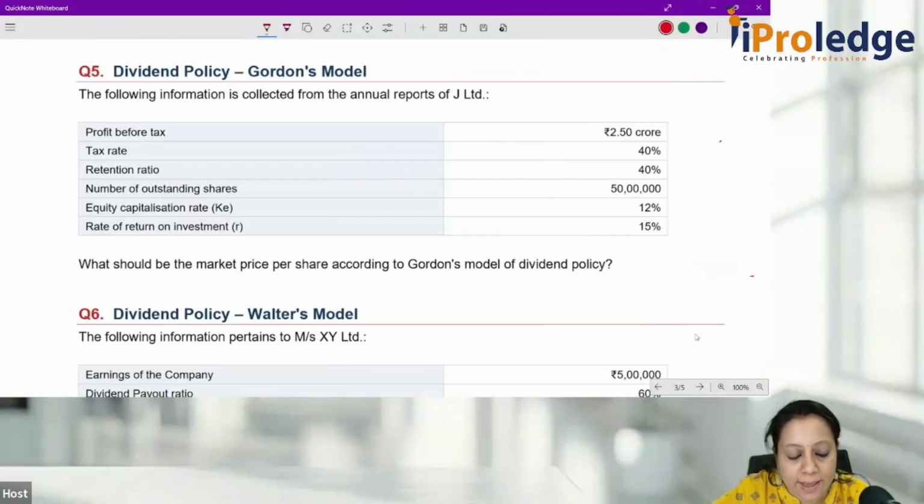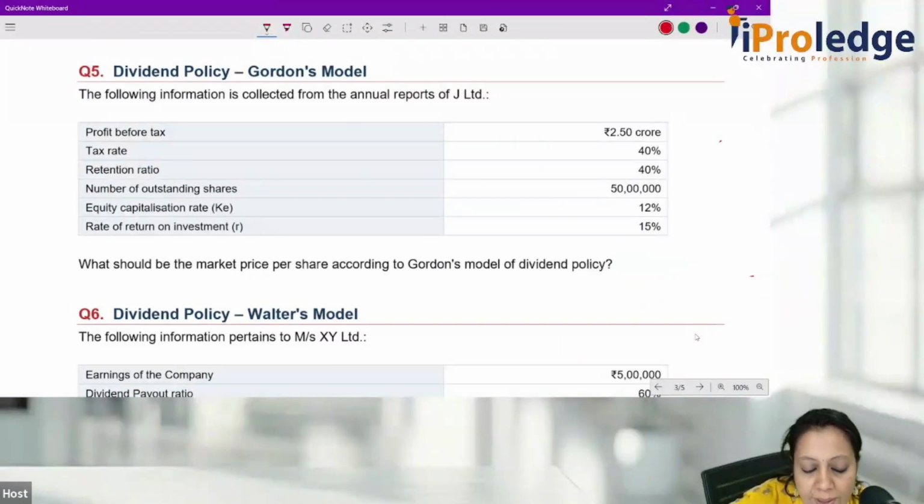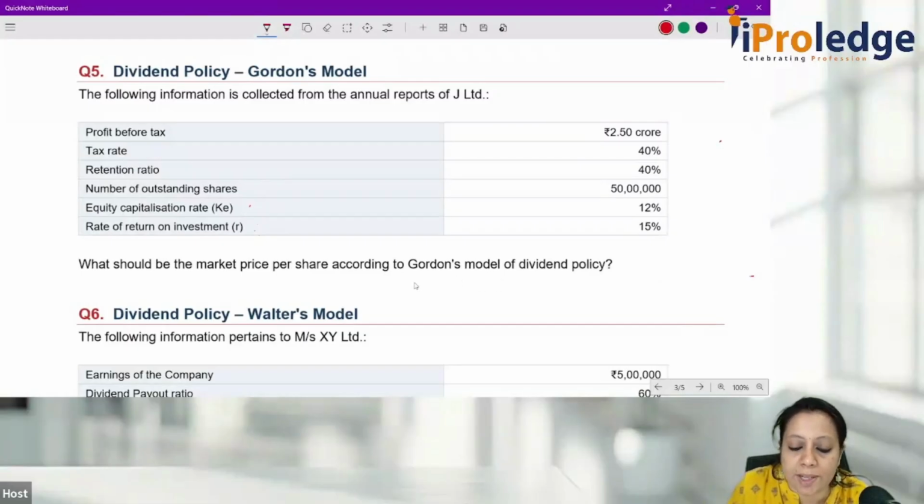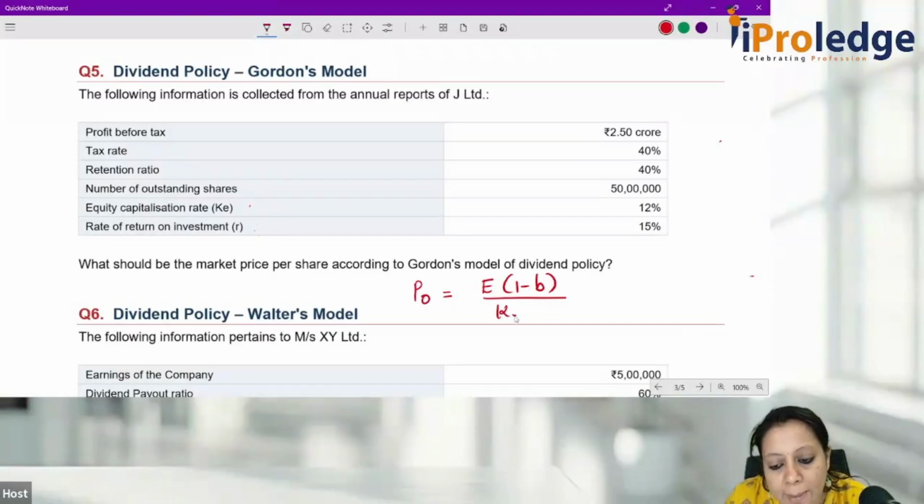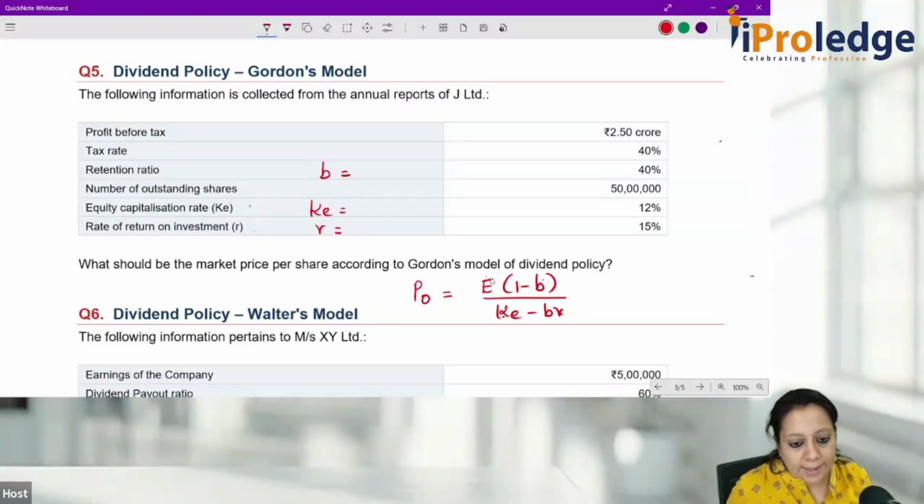Profit before tax is given, tax rate is given, retention ratio is given, number of equity shares is given, equity capitalization rate is given, rate of return on investment is also given. So this is R and this is KE. Now find out the price of the share using Gordon's dividend policy. Very simple. P0 is equal to E into 1 minus B divided by KE minus BR. KE is equal to this, R is equal to this, B is equal to this. So we know B, we know R, we know KE. E alone we don't know. How to do that? Let us understand.